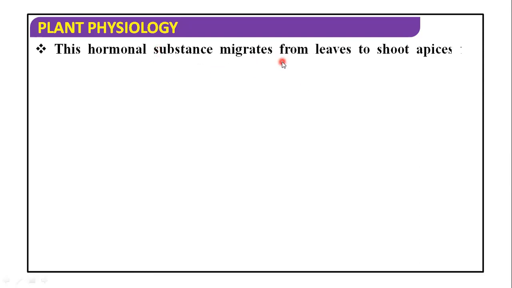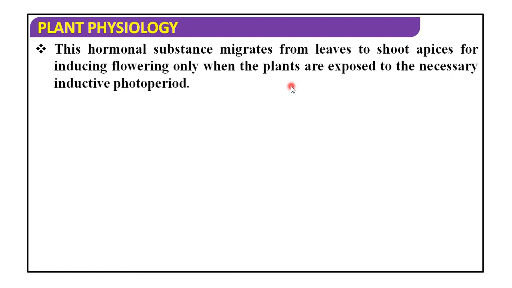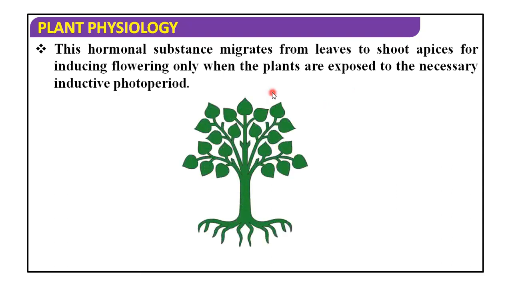This hormonal substance migrates from leaves to shoot apices, just as shown in the diagram, for inducing flowering only when plants are exposed to the necessary inductive photoperiod. When there is a necessary inductive photoperiod, at that time this hormonal substance migrates from the leaves towards the shoot tip to induce flowering. The red arrows are showing the direction.